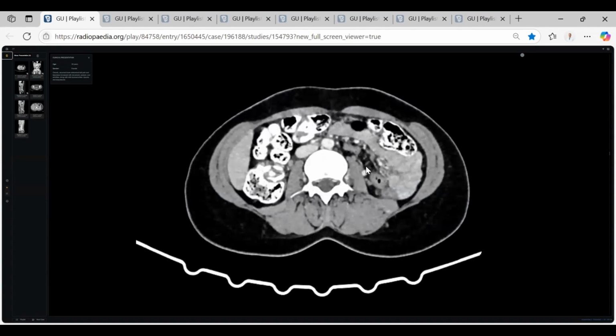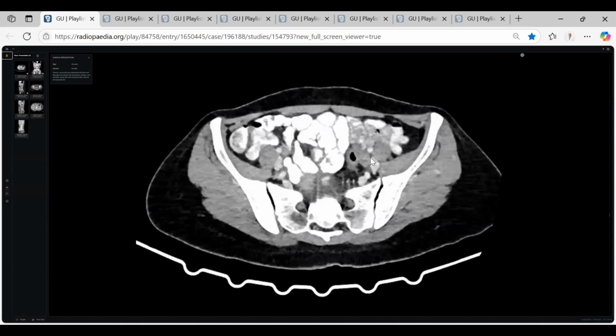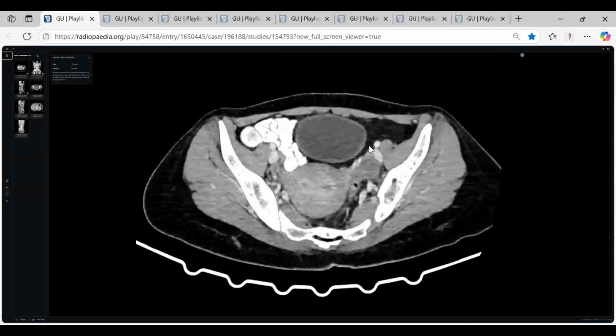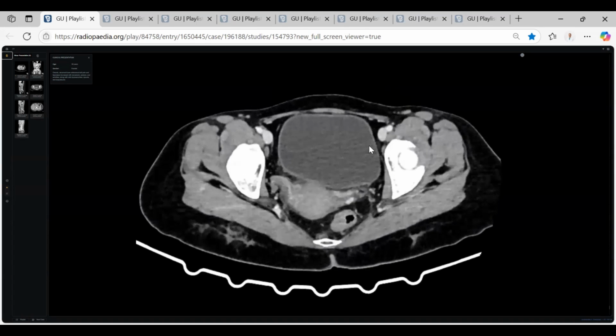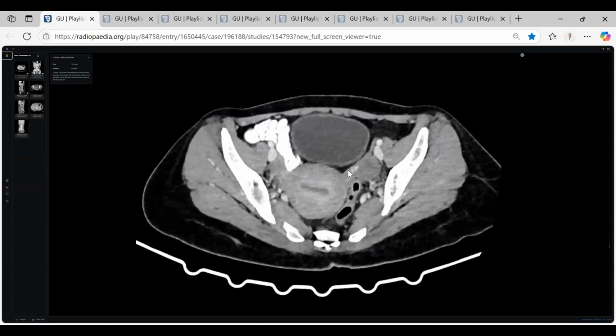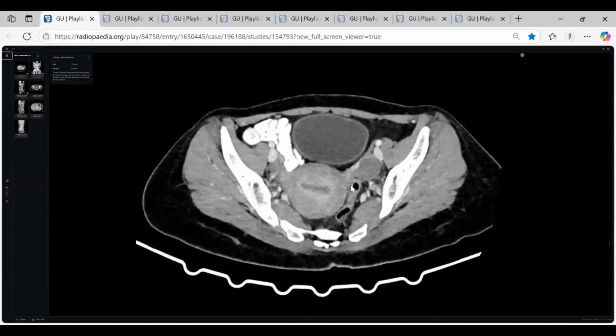If you trace down, see this one. Compare with this side. Go down, this one. The left ovarian vein is dilated throughout. Then here, there is congestion.